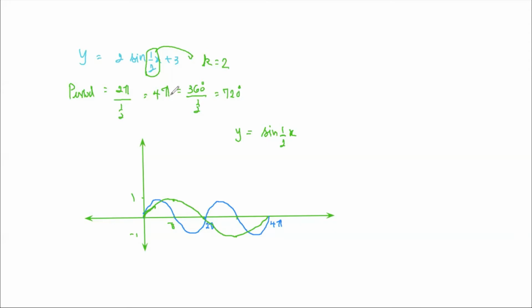That's equal to this one, 4 pi, 0 to 4 pi. Okay, that's the graph of y equal to sine 1 over 2x. That's 1 cycle. Okay, I think that's all.